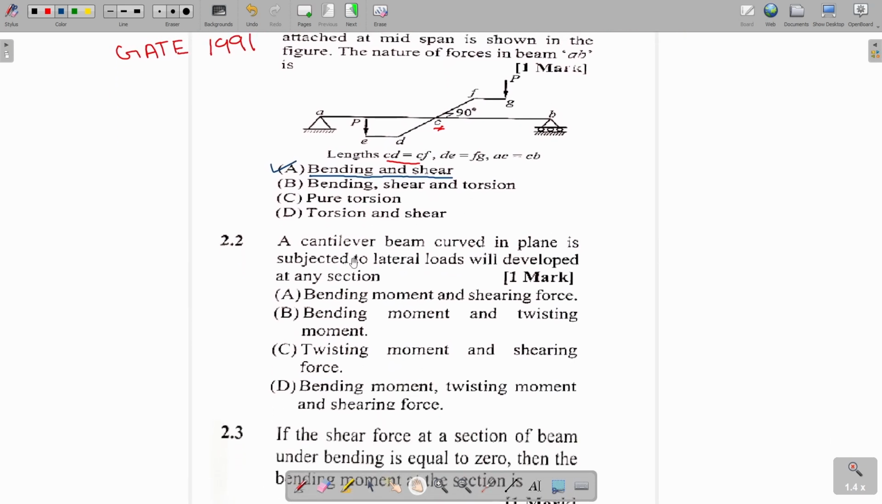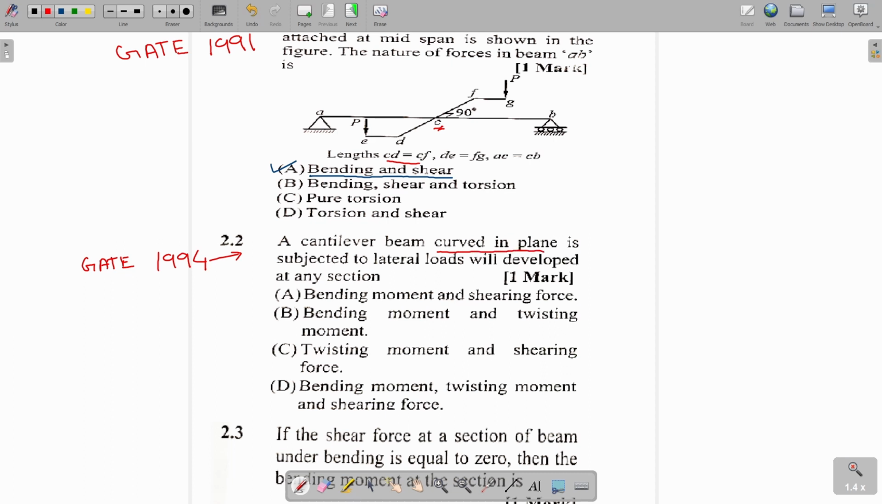For question number 2.2, which came in the year GATE 1994. The question is, the cantilever beam curved in plane is subjected to a lateral load. What is the nature of the force that will be developed at any section in this beam? Now, here it says the cantilever beam curved in plane.